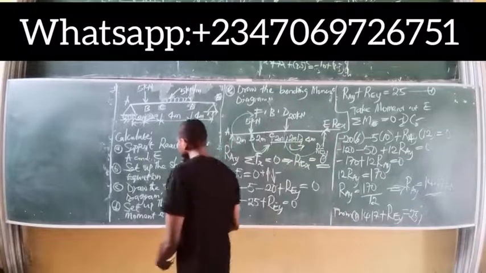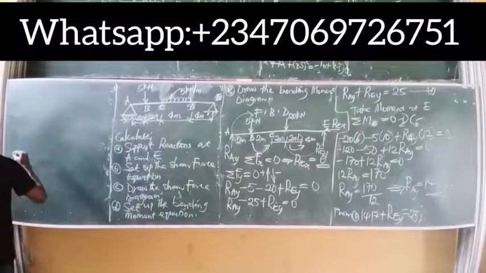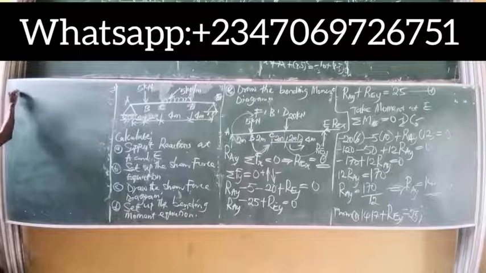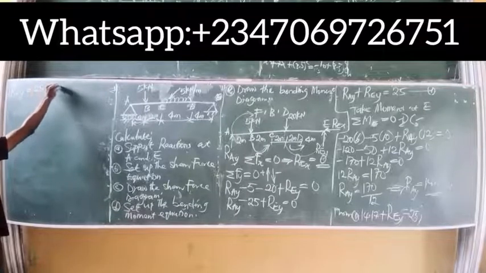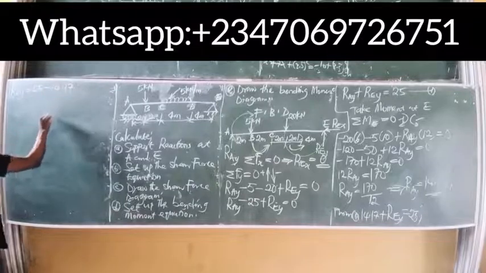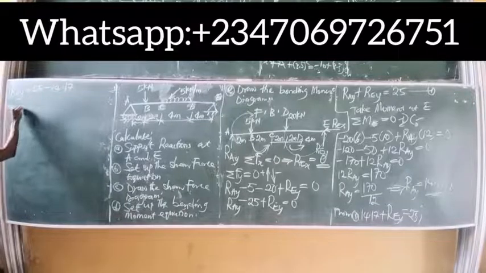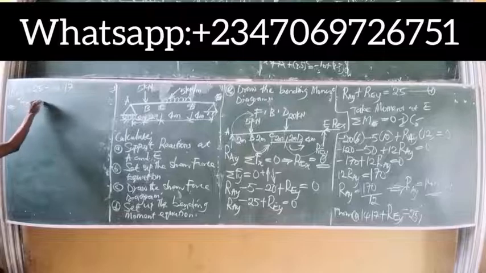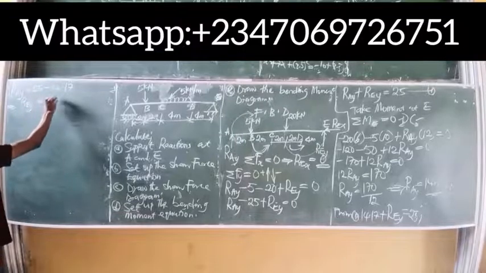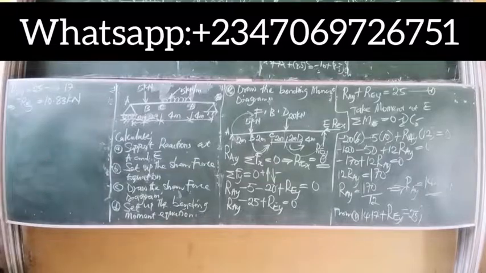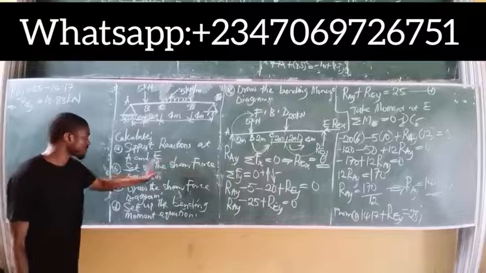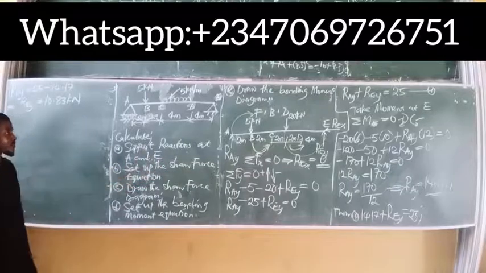So we simply have REY is 25 minus 14.17. This implies that REY is what? 10.83 kilonewtons. So this gives you the reaction at that point. So that's the first question. Support reactions at A and E found.